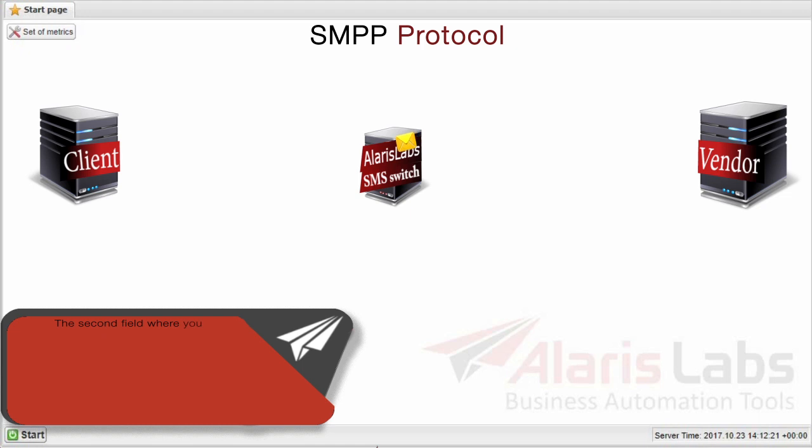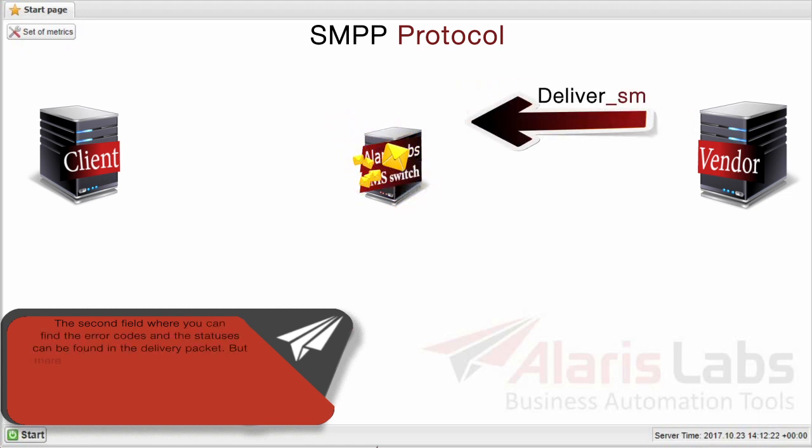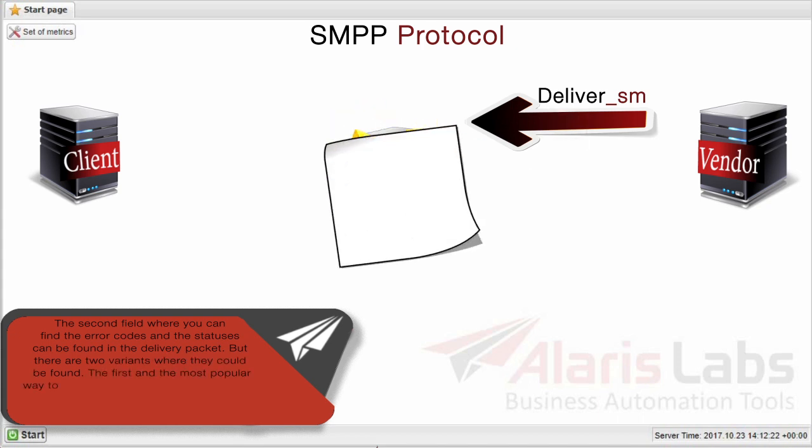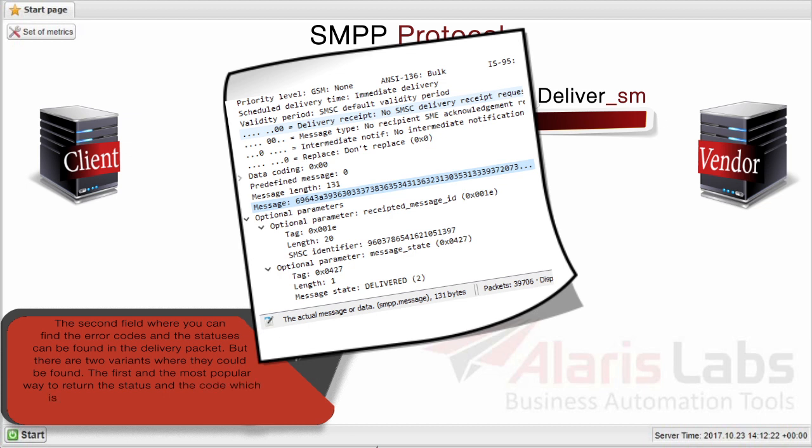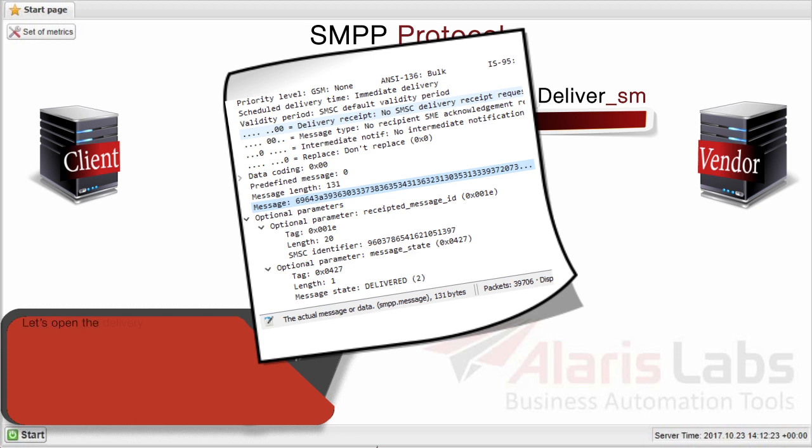The second place where you can find the error codes and the statuses is the delivery packet. But there are two variants where they could be found. The first and the most popular way to return the status and the code, which is used by the SMS sender, is to use the field message. Let's open the delivery packet and check this field.